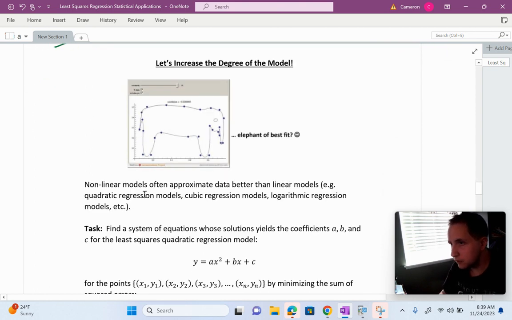But you are going to look at nonlinear models. So nonlinear models often approximate data better than linear models. For example, a quadratic regression model, a cubic regression model, maybe a logarithmic or an exponential regression model.